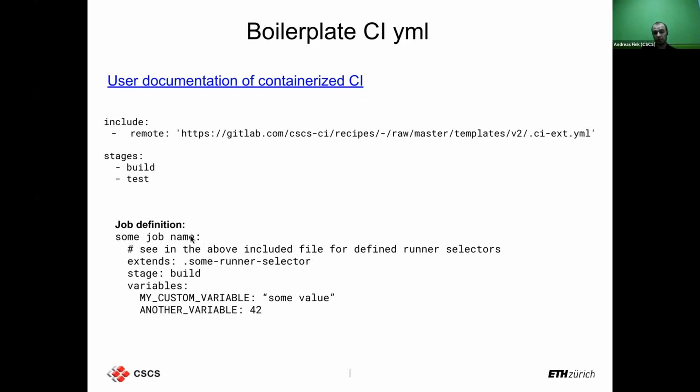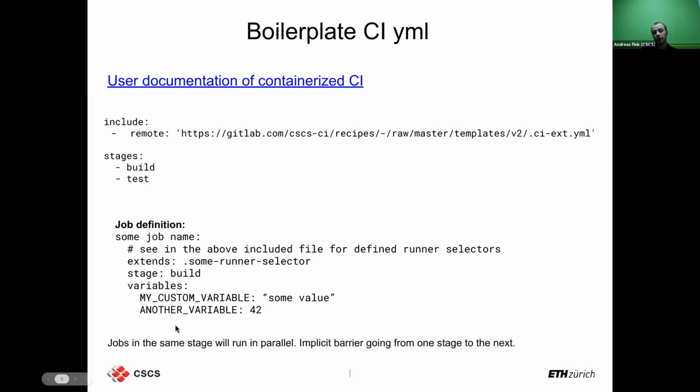You give the job some name, whatever you want, so you can choose any name. Then you say extends, and then you depend on one of the snippets that are defined in the CI YAML. You will see on the other slides what extends make sense. Then you have to put a job into a stage. So this job I just put into the stage build, and you can pass variables to the job. That means that during the job execution, you will have the environment variable my custom variable, and it will have the value some value. Second variable, another variable, value 42.